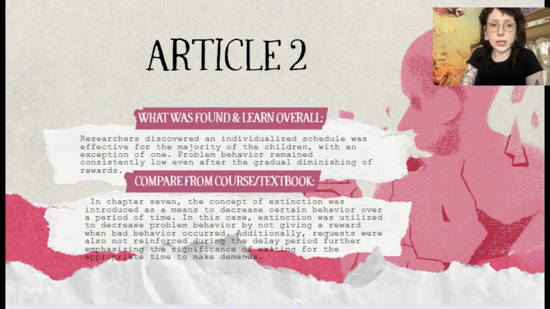This study related to the course by illustrating a real world example of the concept of extinction. In Chapter 7, the concept of extinction was first introduced as a means to decrease certain behavior over a period of time. In this case, extinction was utilized to decrease problem behavior by not giving a reward when bad behavior occurred. Additionally, requests were also not granted or reinforced during the delay period, further emphasizing the significance of waiting for the appropriate time to make demands.